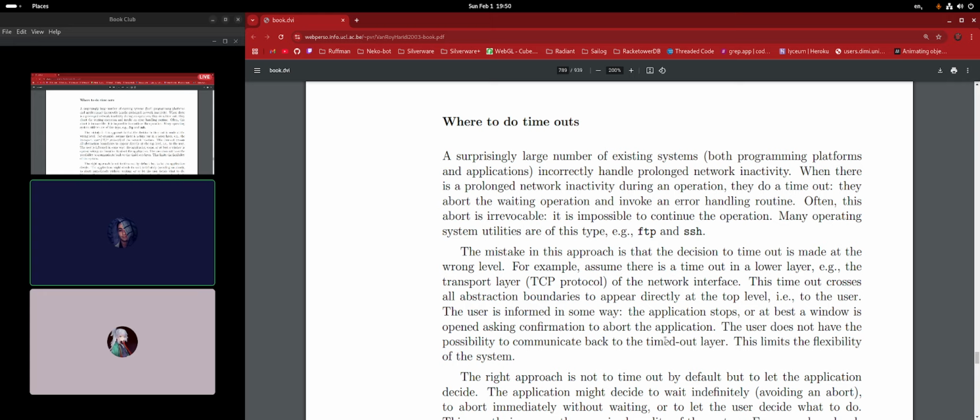If the user is informed in some way, the application stops and at best a window is opened asking confirmation to abort the application. This is the example that I just gave. The user does not have the possibility to communicate back to the timeout layer. This limits the flexibility. This is essentially doing a bubbling up operation that is not required at all. And worse, it's a bubbling up that's only one way. You can't talk back to the layer where the problem originated, right?